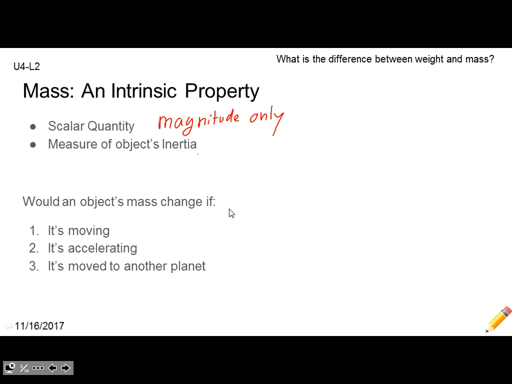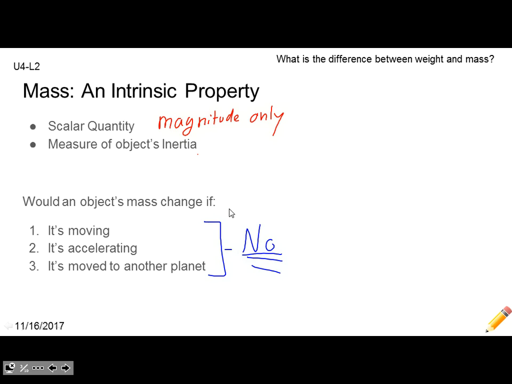No, it wouldn't, right? That is part of the intrinsic property. So whether it was moving, accelerating, or brought to another planet, the mass stays the same. So would an object's mass change? No. That's what makes mass the mass.